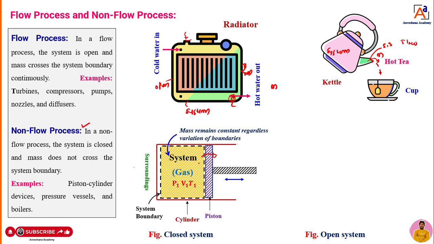Non-flow process is a process in which the mass remains constant, but the boundary may vary. During compression, the boundary may get compressed. During expansion, the boundary may expand, but the mass is not moving or changing at all. That means mass remains constant. You can take this example.